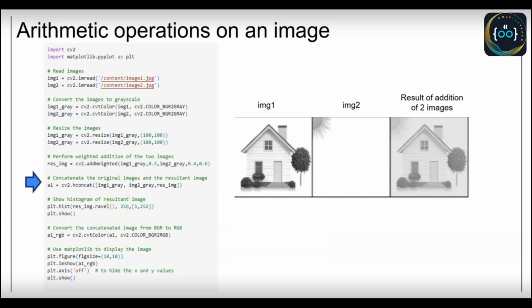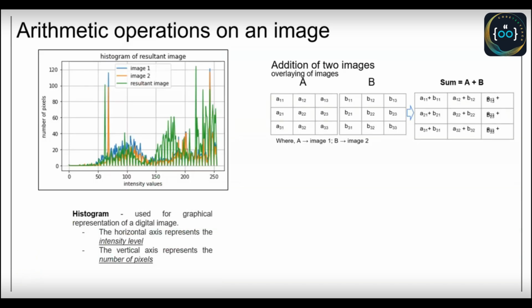We now concatenate the two original grayscale images and the resulting image from the weighted addition horizontally, that is side by side, into a single image. Finally, we use plt.hist to display the histogram. A histogram is a graphical representation of the tonal distribution in a digital image. It plots the number of pixels for each tonal value, providing a way to visualize the distribution of pixel intensities or brightness values in an image.